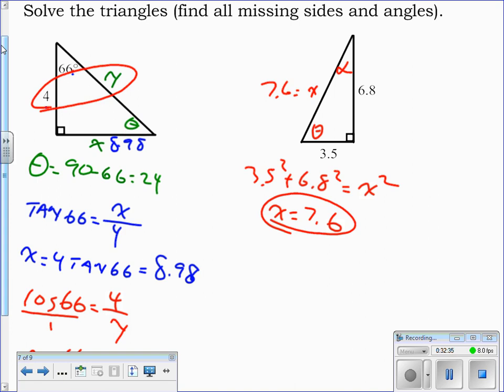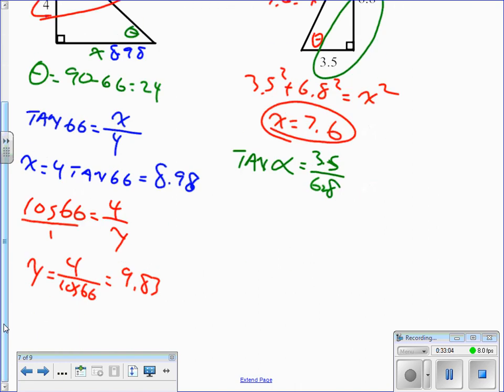I still set up a trigonometric ratio. I like to use given information, so I'm going to use these two. I'm going to start by solving for alpha. If I use that angle here, 3.5 is opposite, 6.8 is adjacent, sorry. So that means the tangent of alpha is equal to 3.5 over 6.8. Which means using our inverse trig functions, alpha is equal to the inverse tangent of 3.5 divided by 6.8.